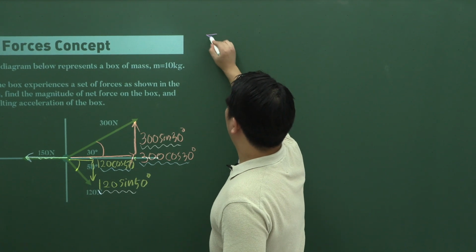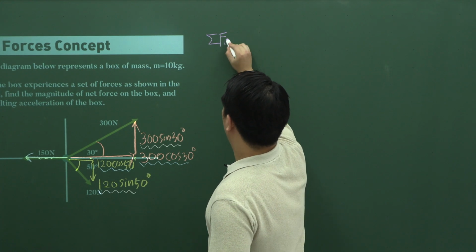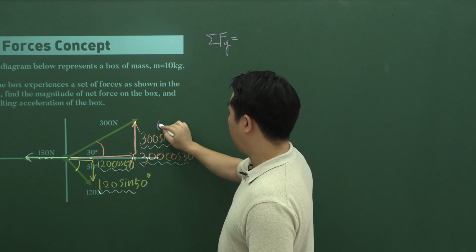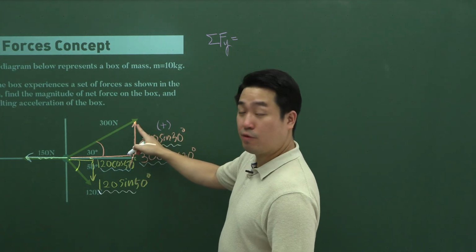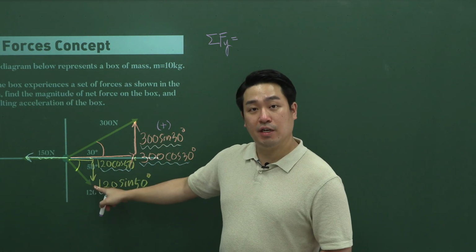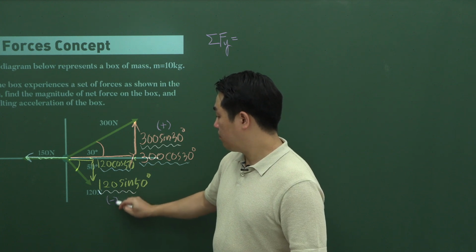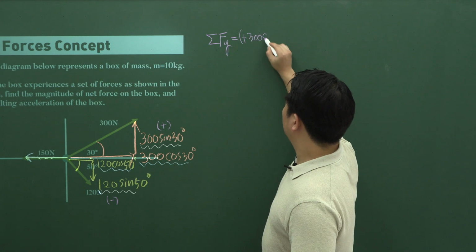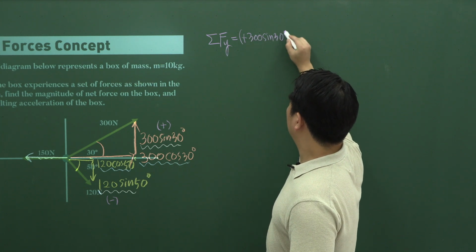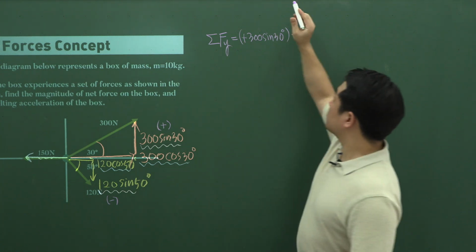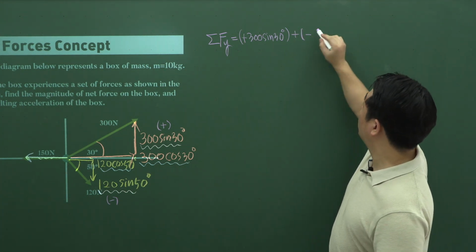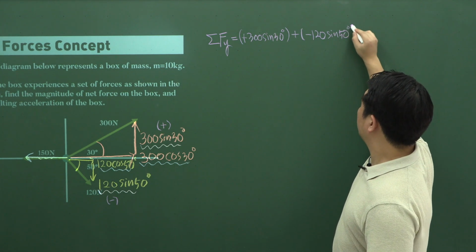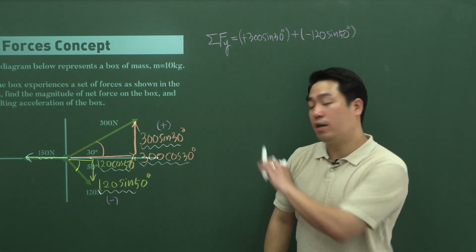Finding the sum of the forces in the y direction first, it's going to look like this guy taking the positive sign because it's an upward force, and this guy taking the negative sign because it's a downward force. So it's going to look like 300 sine 30 plus minus of 120 sine 50. Okay, that's it for the y direction.